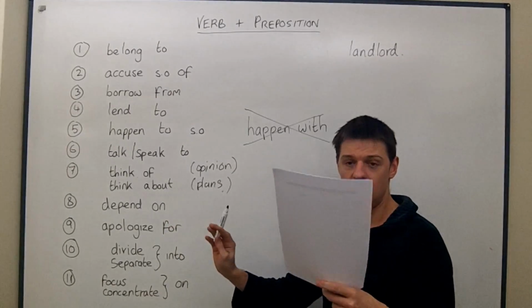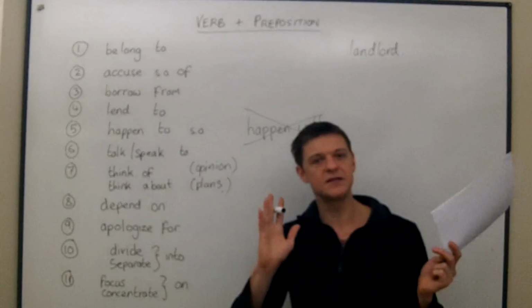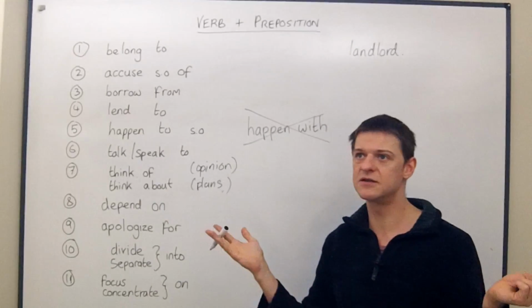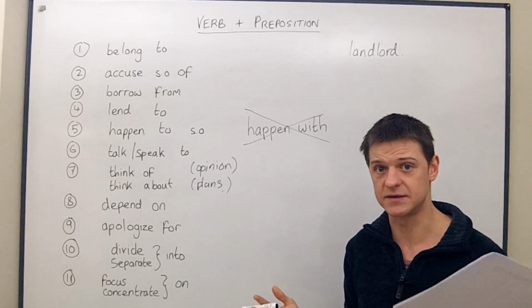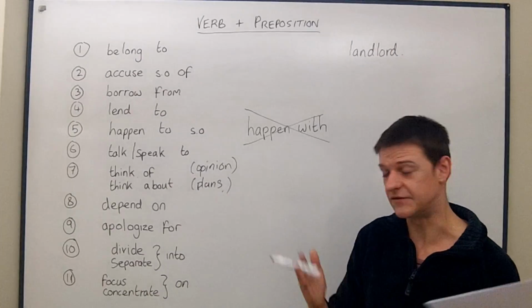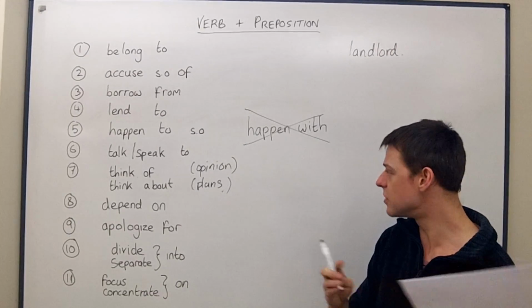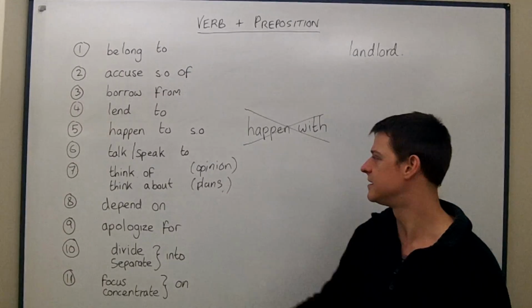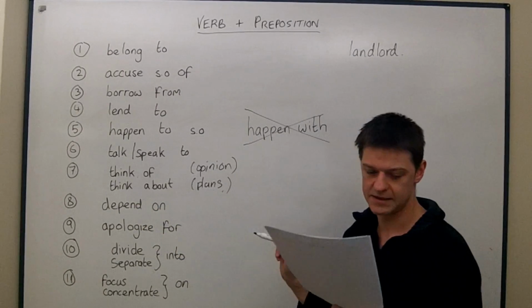And concerning plans, what are you thinking about doing tonight? What do you think about doing tonight? Or what are you thinking about doing tonight? Are you thinking about having a party? If you're not, just make it negative and say, I'm not thinking about having a party. But think about for plans.